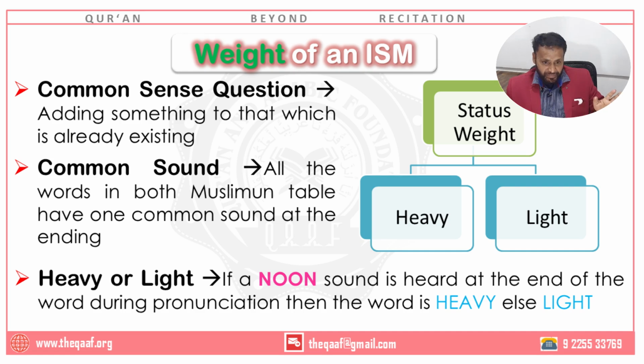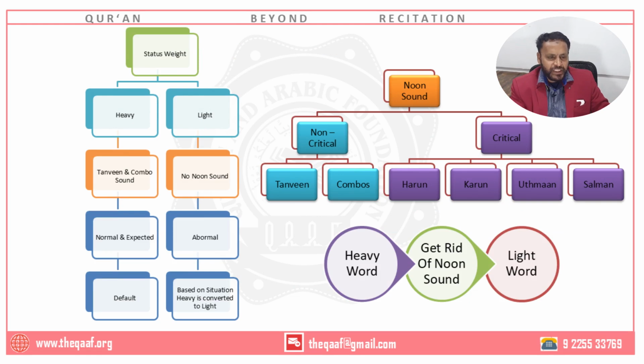Okay. If I had to explain in a flowchart form, this is how it will look. Status, weight: heavy or light. These are the two options. Heavy means it has tanween on it, which means double dhamma, fatha, kasra, or ending combination. And light means no noon sound. This is normal and expected. This is abnormal. This is default, and this is based on a situation where the ism becomes light.